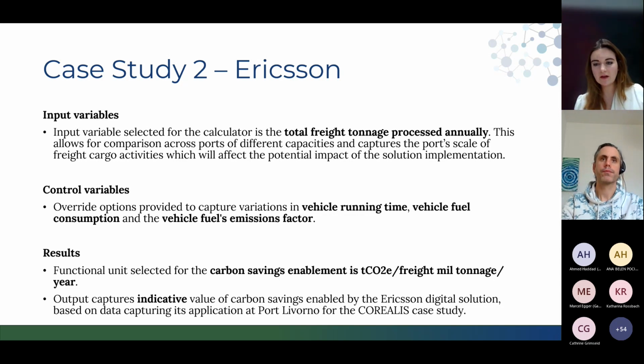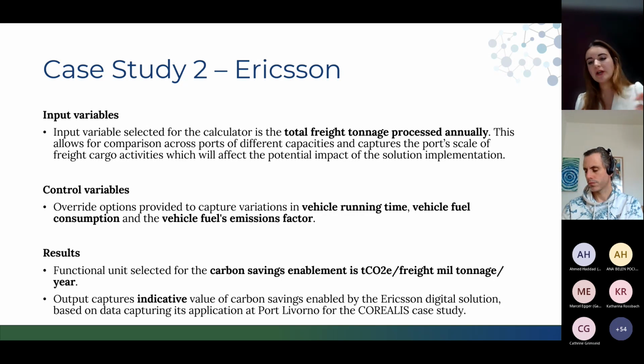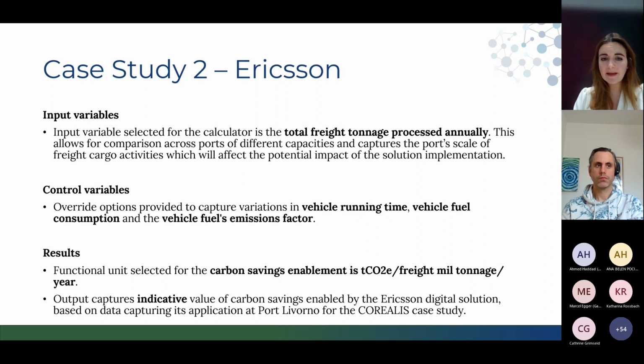So based on this relationship, which we've extracted from our case study, we then had to think about how the best way of capturing changes in the scope and the scale of the port could be best captured. So this was agreed with Ericsson.